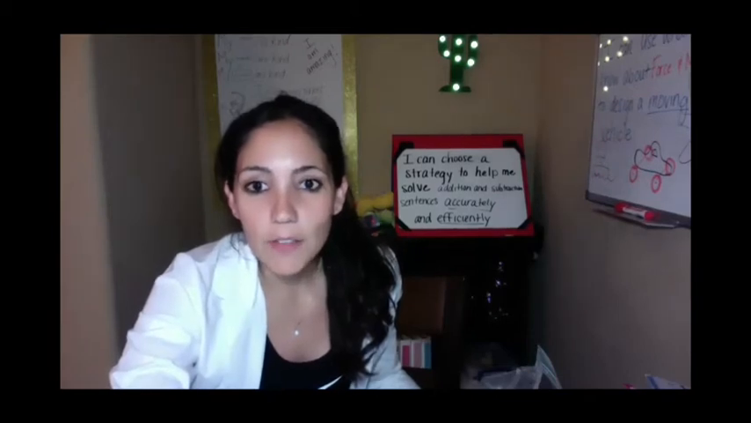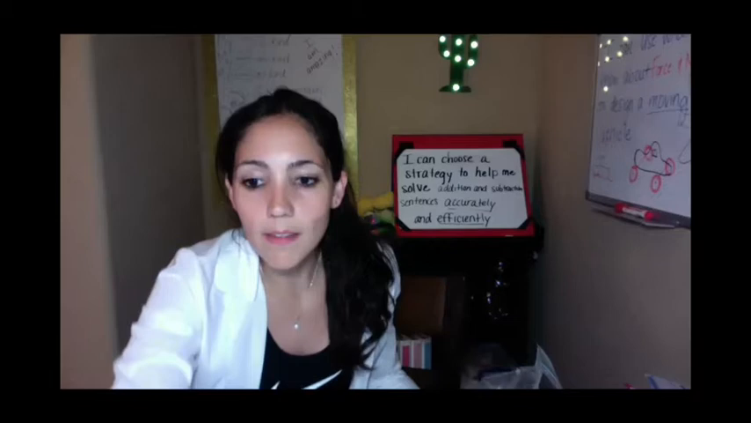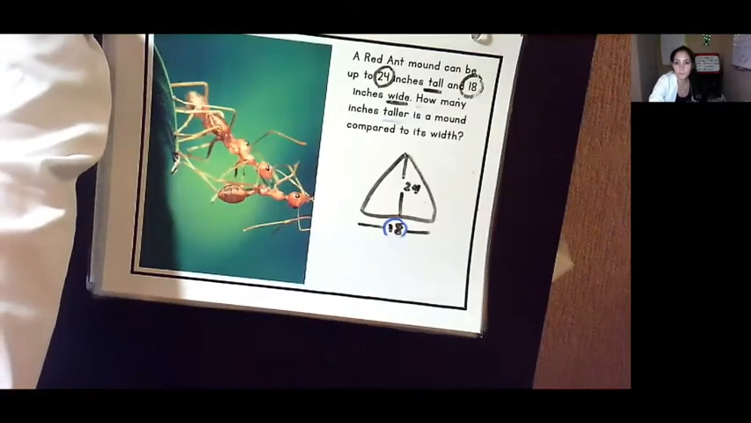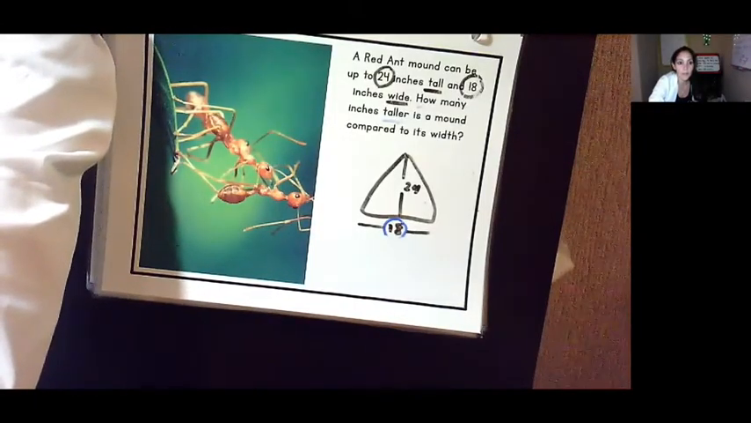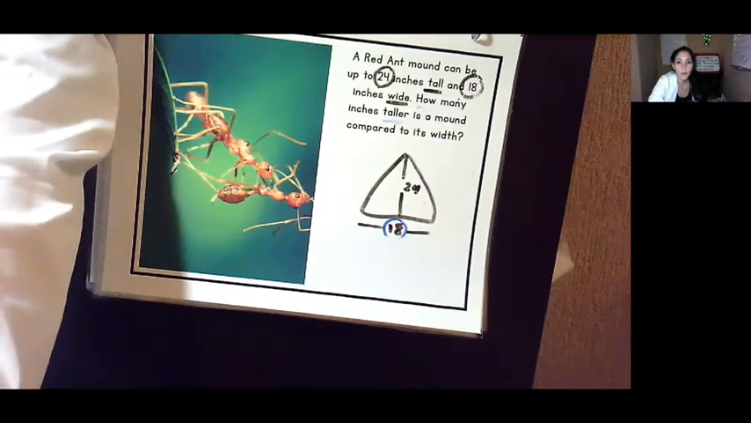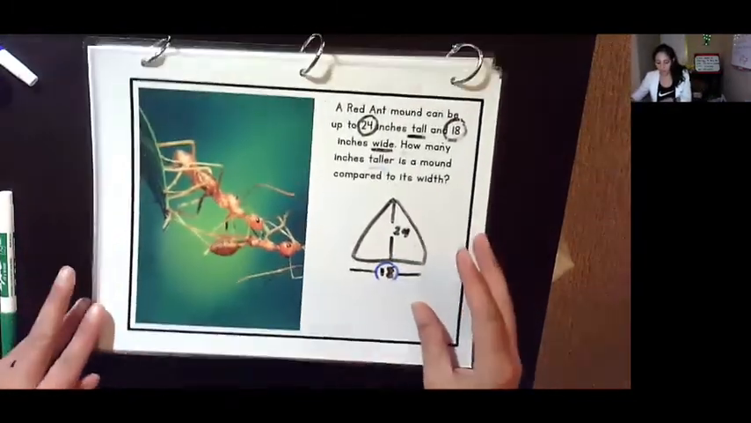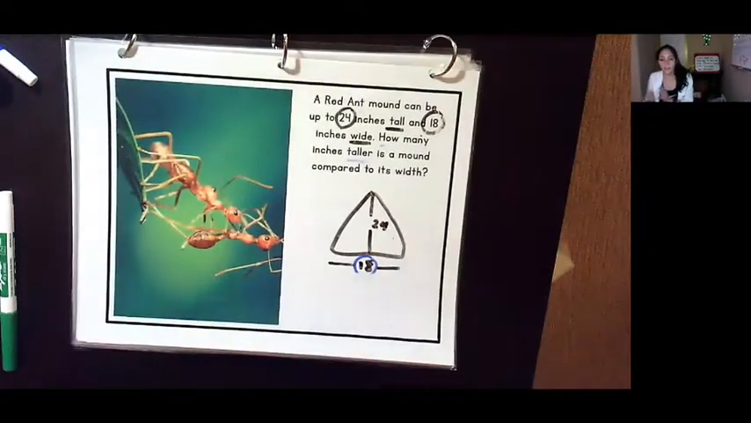I left you guys last time with a number story. Here we go. Okay, and our number story went like this. A red ant mound can be up to 24 inches tall and 18 inches wide. How many inches taller is a mound compared to its width?